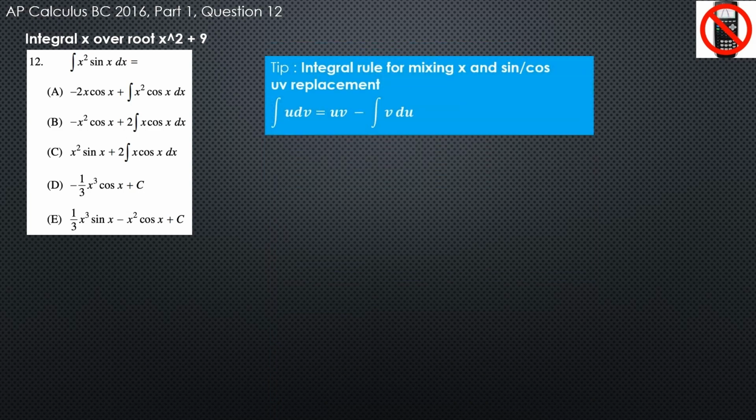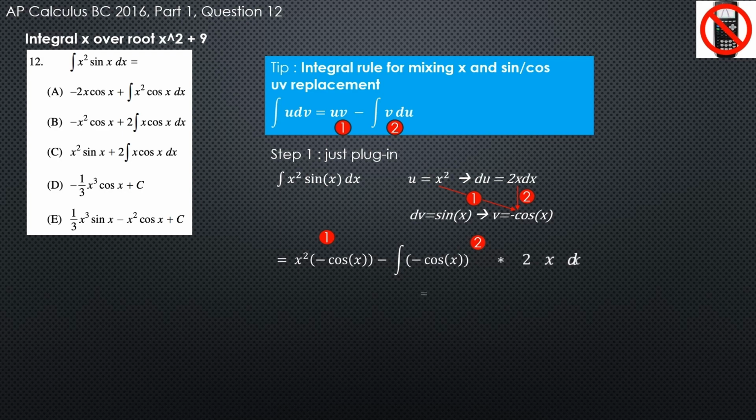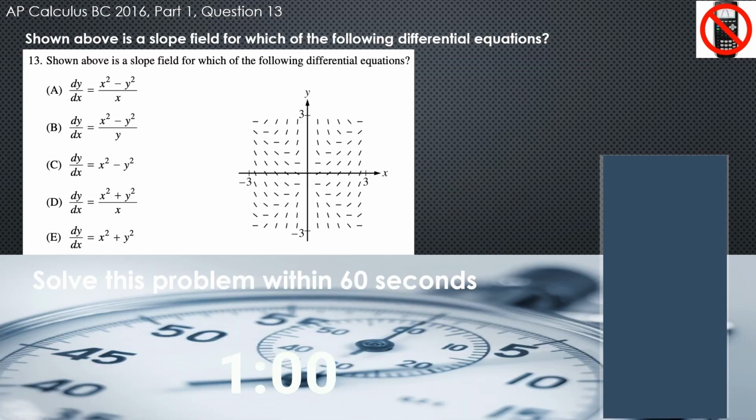Solve this problem within 60 seconds. If the integral mixes x and a sine or cosine function, use integration by parts. Integral of u dv equals uv minus integral of v du. Step 1. Just plug in. The answer is B.